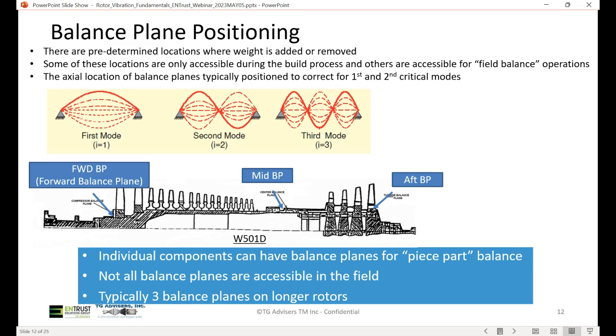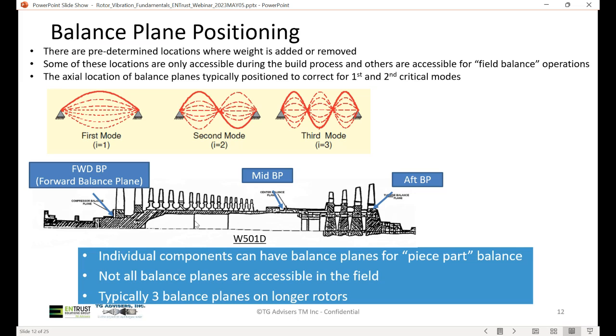Balance plane positioning. Within a rotor structure, there are predetermined locations where weight is added or removed. Some of these locations are only accessible during the build process, and others are accessible for field balance operations. The axial location of a balance plane is typically positioned to correct for the first and second critical modes. The first mode is a jump rope mode or watermelon mode, where the center of the rotor structure is displacing the most. The second mode, here in the center, has a position or node of zero displacement in the middle of the rotor structure. And the third mode is a more complex mode shape.